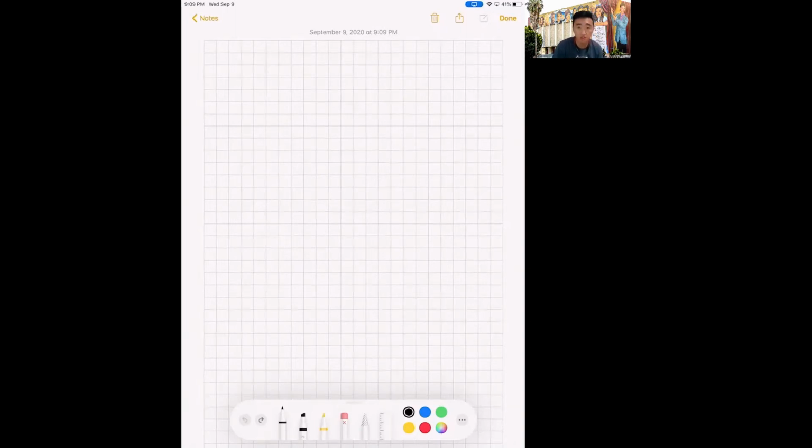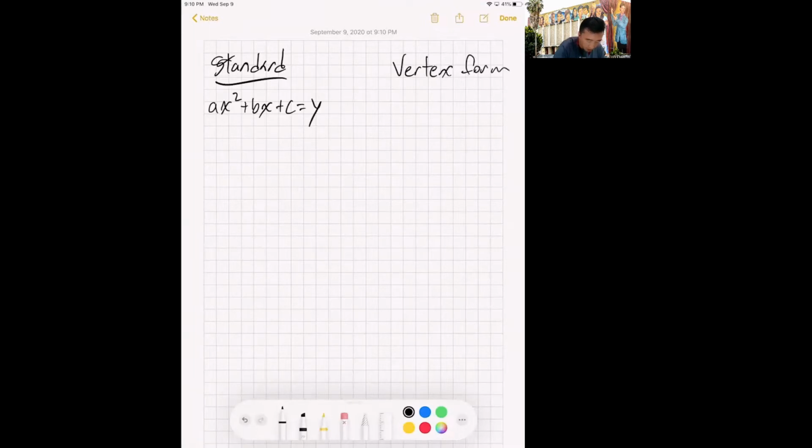We're gonna go over vertex form today. So there's two ways of writing quadratics, right? There is a standard form, which we learn, which is ax squared plus bx plus c equals y. And so we learn how to use that form, how to find the vertex, how to find the y-intercept, how to find the axis of symmetry. We did all that. Today we're gonna go over the vertex form, and certain things are easier with the standard, certain things are easier with the vertex form.